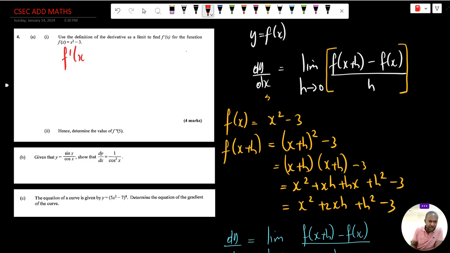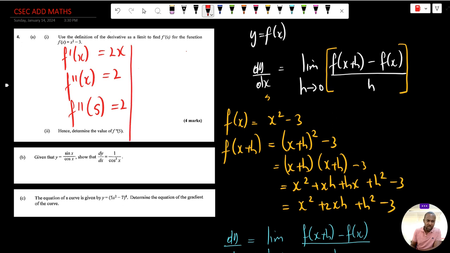We have f prime of x is actually equal to 2x. If we were to find the second derivative, it means that f double prime of x would simply be equal to 2. And because f double prime of x is a constant term, it doesn't matter what value we substitute, we'd get that f double prime of 5 would still be equal to 2. But I'm inclined to believe that this is a typographical error, and what they want us to find is actually f prime of 5 as opposed to f double prime of 5.